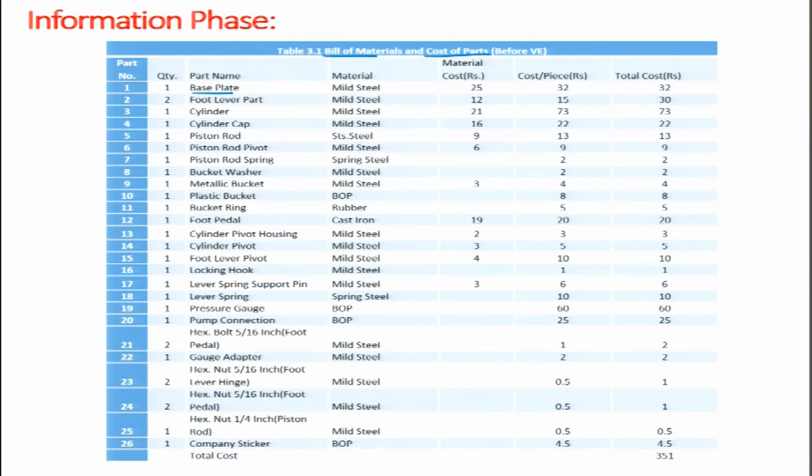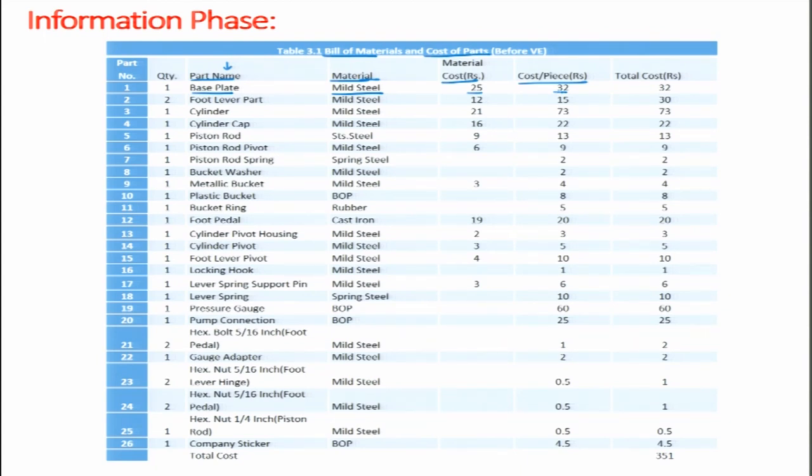So the first component is the base plate; the first column is the part name, then we have the material, which is mild steel. When we are talking about value engineering, we might like to change the material and see whether another material works here or not. Sometimes we might also use biodegradable material in this pump if possible, or use some material that consumes less energy in manufacturing. Then there is the material cost and the cost per piece. Out of 32 and 25, 25 is the material cost and 32 is the total cost.